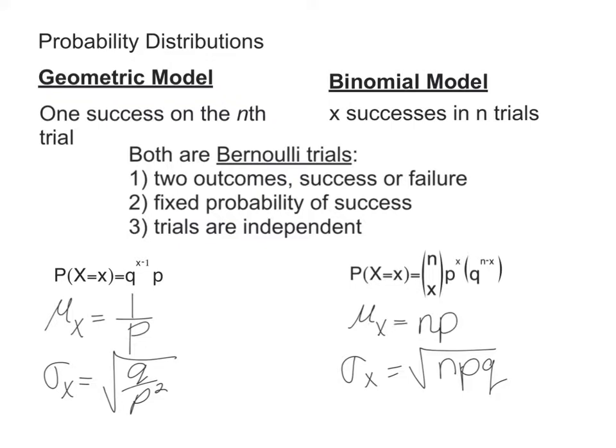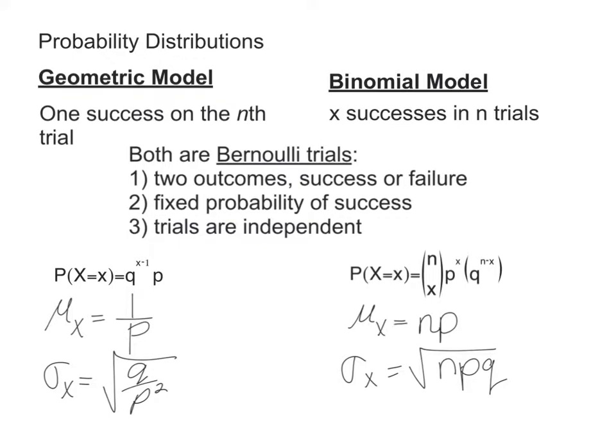It's more than one success in a fixed number of trials. It can also be one success, but you know how many trials, and it can be any of the trials. It doesn't have to be the last attempt. So both of these models are Bernoulli trials.